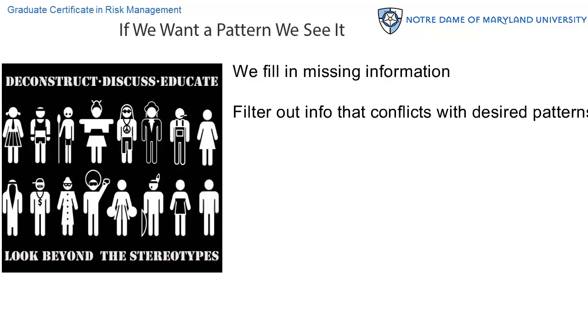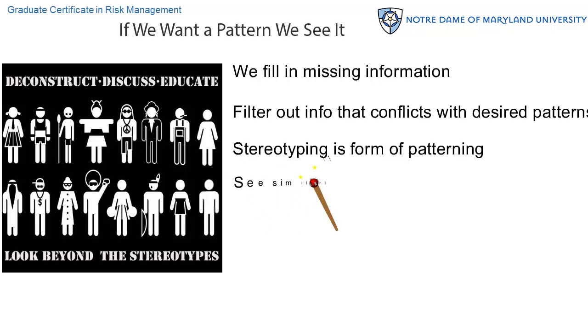If we want a pattern, we're going to see it. We can fill in the missing information. We filter out the stuff that conflicts with the pattern we're looking for. Stereotyping is a form of patterning. We do a lot of stereotyping when problems come up. This is this kind of problem, and that's how we handle it.